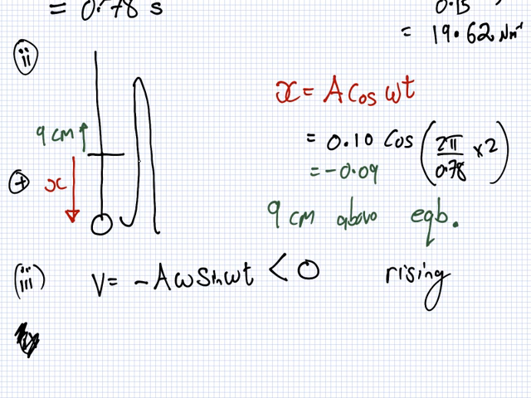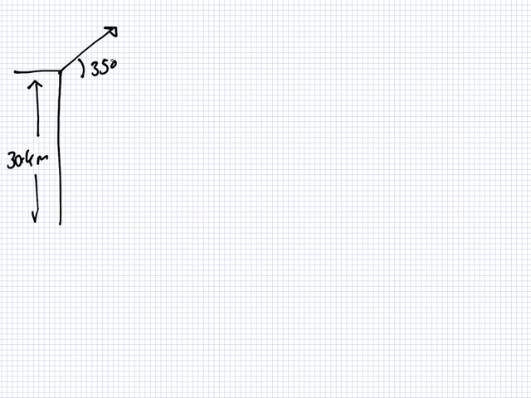What information do they give you about the man? He's standing at the top of the building, yeah? Are you giving the height of the building? Yeah, 30.4. And you're giving the angle here? Mm-hmm. What is it? And what else are you told?